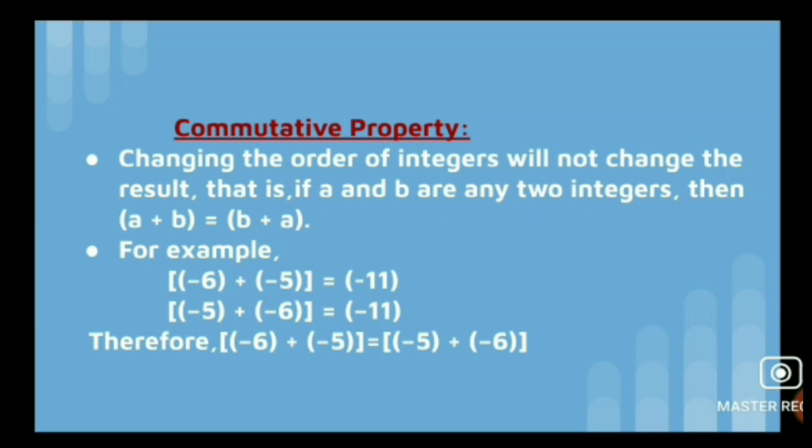In the next step, we are just swapping the numbers: first number as second and second number as first. So minus 5 plus minus 6, that is equal to minus 11. So LHS is equal to RHS. The commutative property is satisfied under addition of integers.